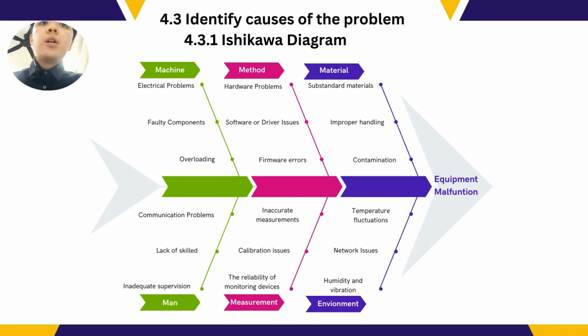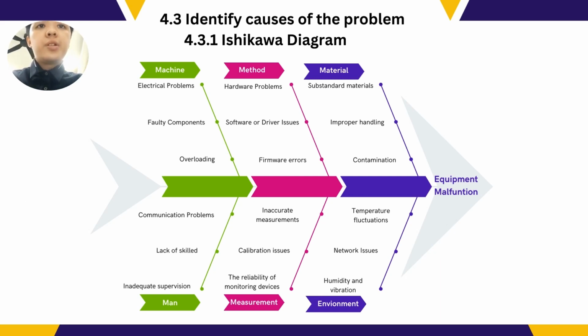In the man category, poor communication leads to misunderstanding, and inadequately skilled personnel result in incorrect usage and troubleshooting. Lack of oversight can contribute to neglect of routine maintenance, failure to address emerging issues promptly, and increased chances of human error in equipment operation.